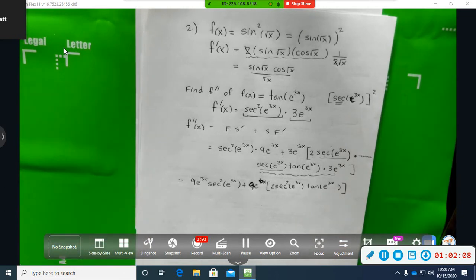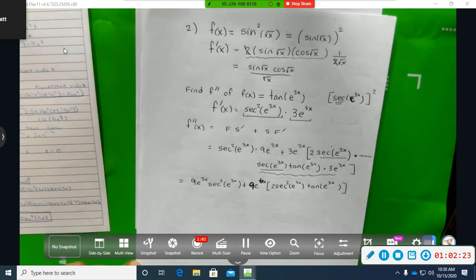I don't want to simplify it anymore. That's not worth it. Life's too short. See? All right. Now what I want you to do is find where this tangent line is horizontal.